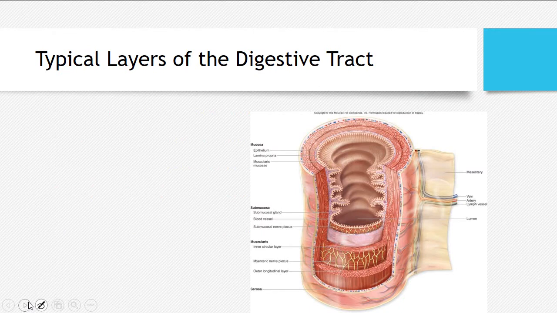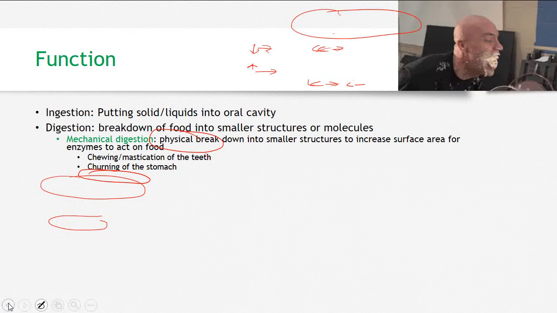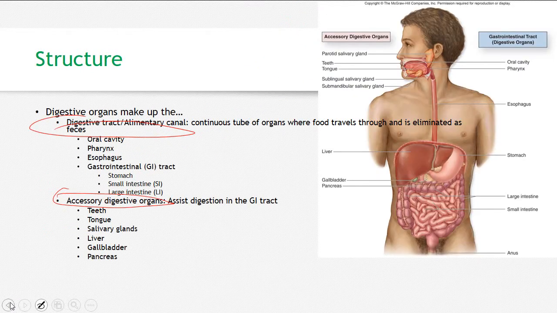No, gastrointestinal tract is only the stomach and intestines. Alimentary canal, I think it's just the digestive tract. Mm-hmm.